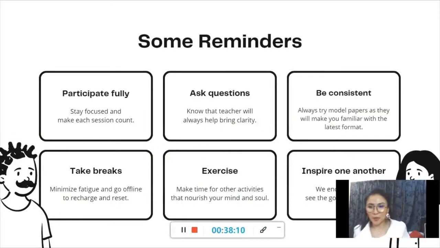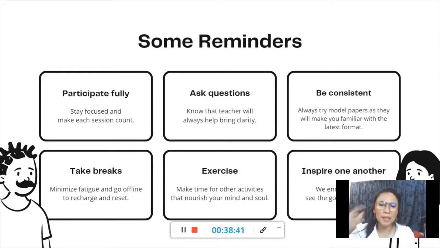So we have reached the end of this sharing section now. Some reminders here. I hope all of you will participate fully, by staying focused and making each section count. After my section will be another teacher in charge of question 12 and question 13. Ask questions if you have any query. If you have any question, just remember to ask.